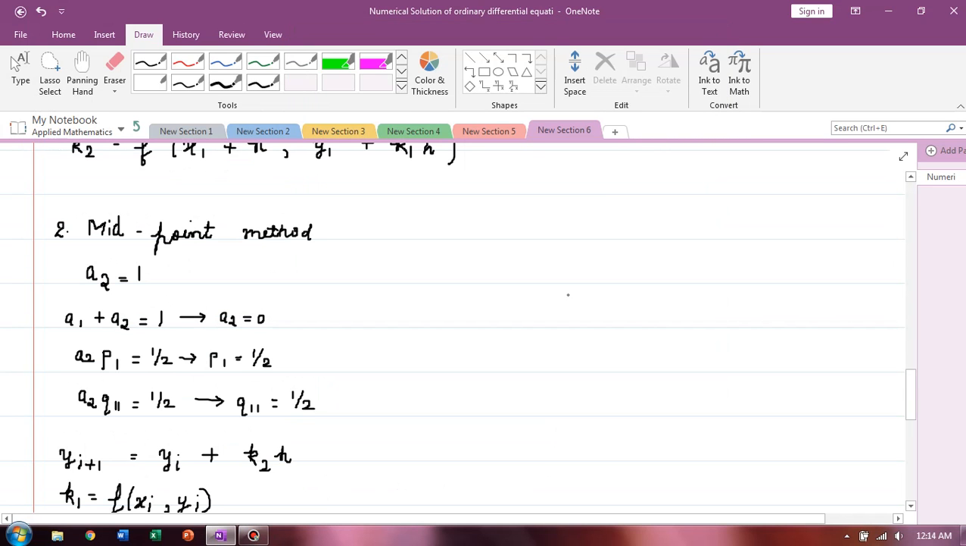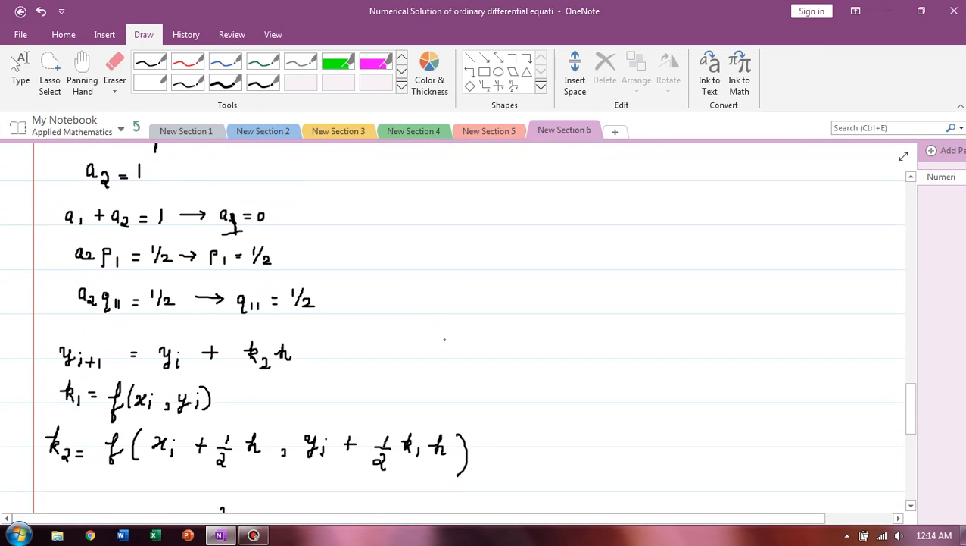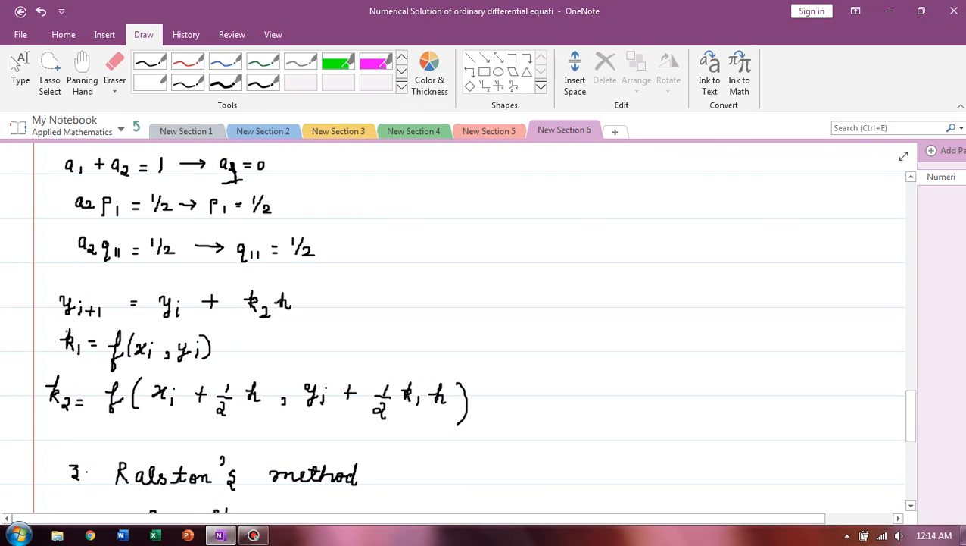Okay, so now the second method is midpoint method, and now इधर हमने we have chosen the value of a2 as 1. Now the moment you keep a2 as 1, this equation a1 plus a2 equals to 1 will give the value of a1 as 0. In the second equation, keeping a2 as 1 will give the value of p1 as 1/2. Similarly, in the third equation, q11 will become 1/2. Now the main equation y of i plus 1 will get converted to yi plus k2h. K1 will remain the same, and k2 will be changed to this. Okay.